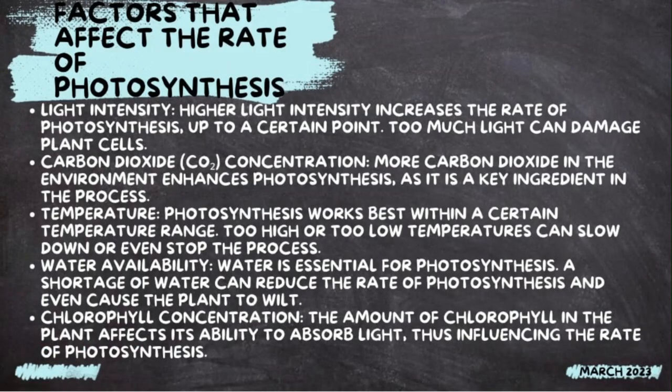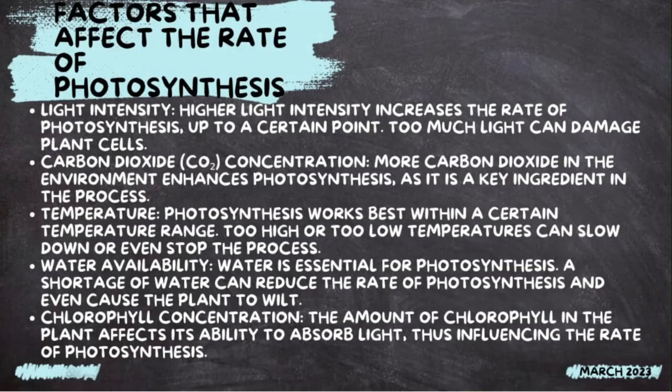Okay, so now let's talk about some factors that affect the rate of photosynthesis. If we go back to the formula, we said it's carbon dioxide plus water, sunlight, or chlorophyll, right? So it means that any of those things can affect the rate of photosynthesis, because all of them are needed in order to drive the process. So the light intensity is very important.